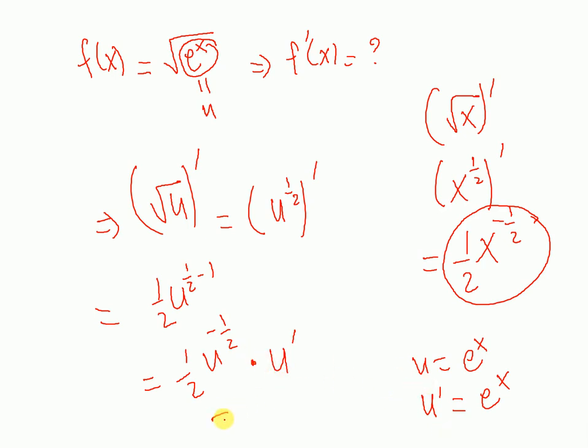So now we can get back the x. u is what? e to the x. I can rewrite that, and then to the minus 1/2. And then u prime, it's just e to the x. Okay, if I simplify this, this is e to the minus 1/2 x, this is e to the 1x. If you add the two exponents together, you get e to the 1/2 x, and don't forget the 1/2 on the front.